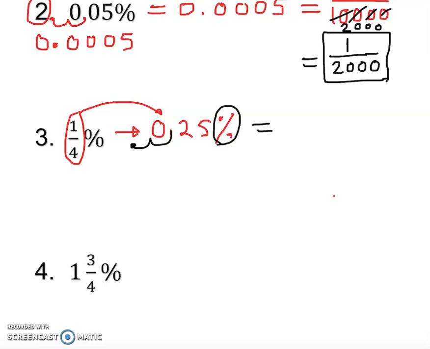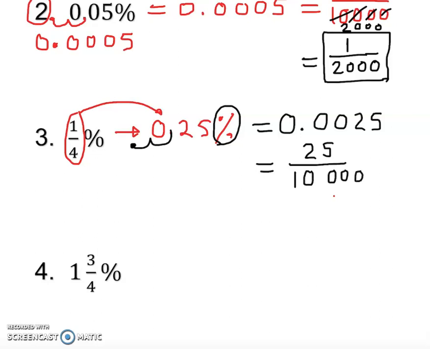So, what should I write? 0.0025. What does it really mean? It means 10th, 100th, 1,000th, 10,000th. So 25 is going to go on top, and you put down 10,000. 25 out of 10,000.